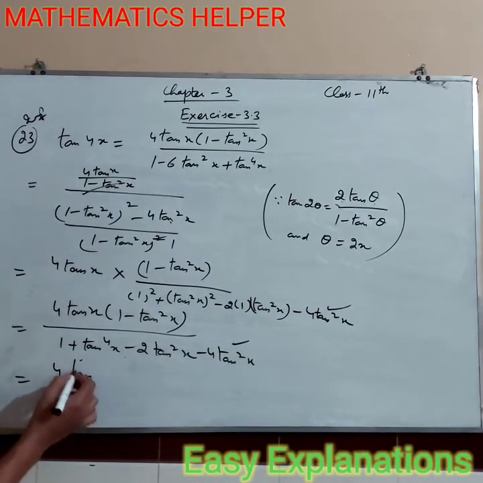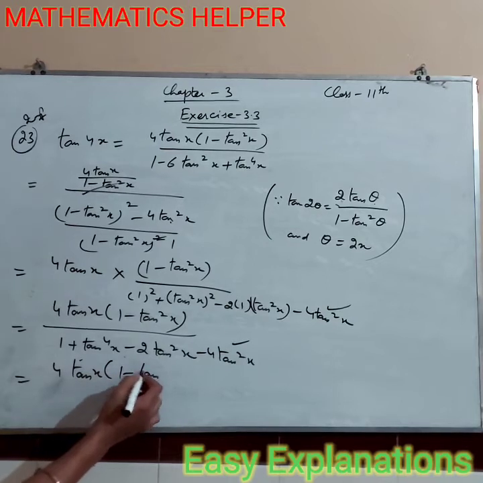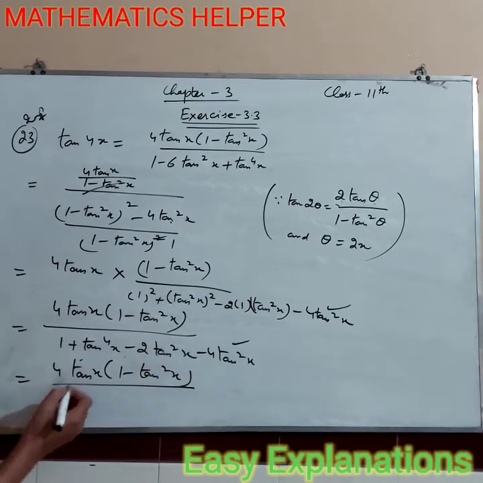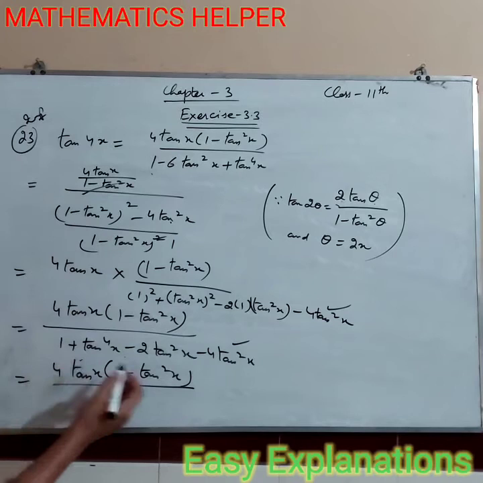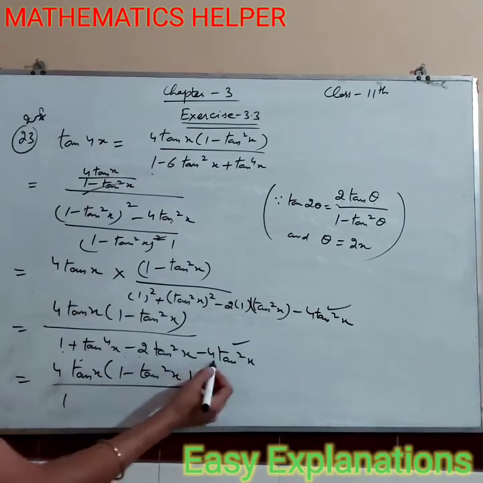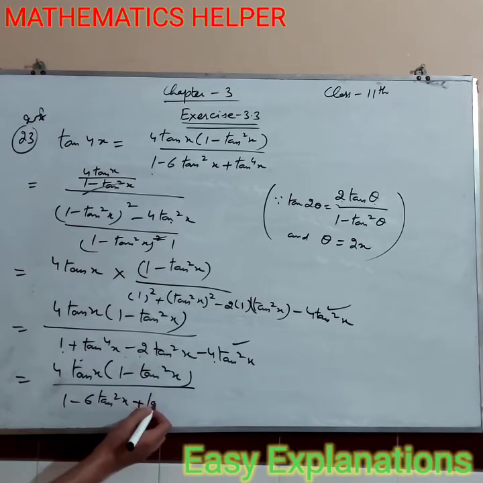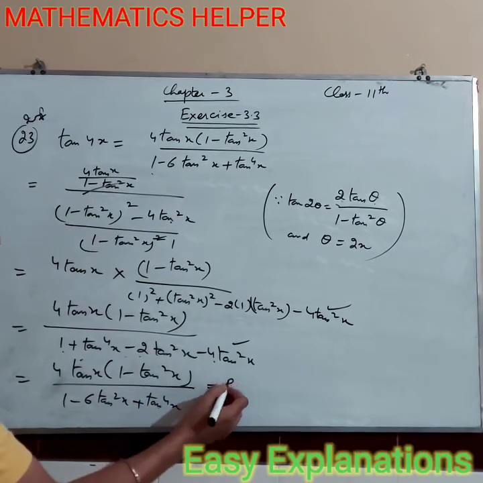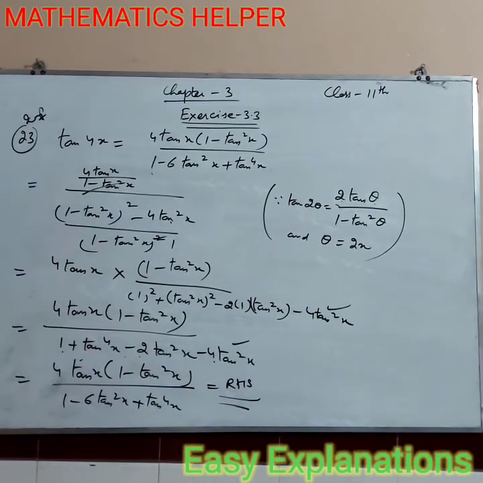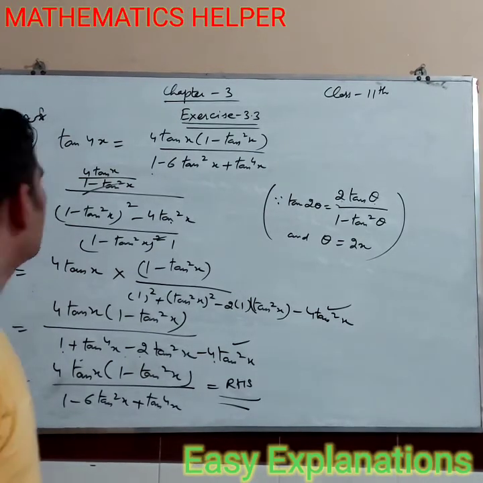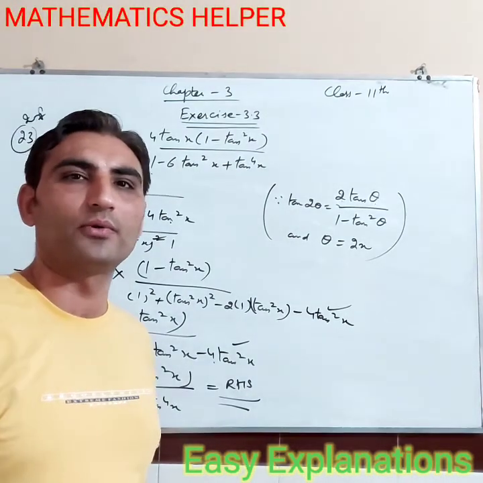4 tan x 1 minus tan square x over. We will rearrange these according to our requirement. 1 given, 1 positive, minus 2 minus 4 minus 6 tan square x, lastly plus tan raised to power 4x, which is same as the right side of equality. So this was question number 23. See what is given in next question number 24.